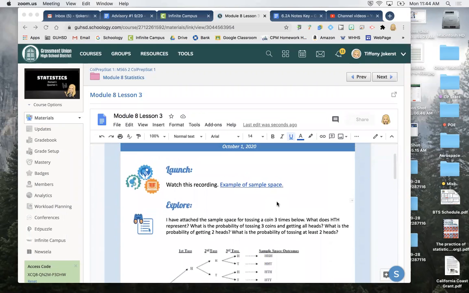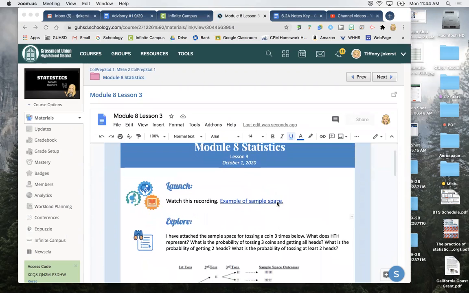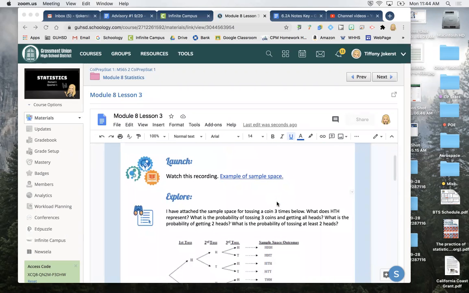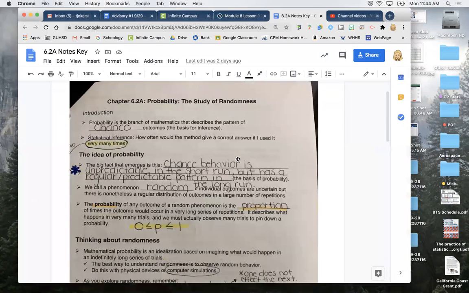Okay, so now we're going to talk about sample spaces and our introduction to probability as well. I'm going to get into the notes first, talk about those, and then I'll work backwards to show you a couple of sample spaces, including the one in the example.